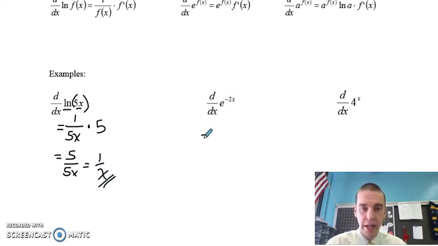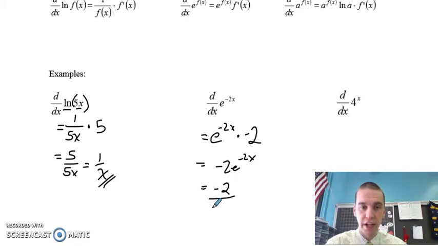E to the negative 2x, the derivative of that. E to the negative 2x is just e to the negative 2x, multiplied by the derivative of the inside, negative 2. We rewrite that one of two ways, negative 2 e to the negative 2x. But we don't really like negative exponents, so we're going to write negative 2 all divided by e to the 2x. And again, why? The negative exponent moves what it's attached to the denominator.